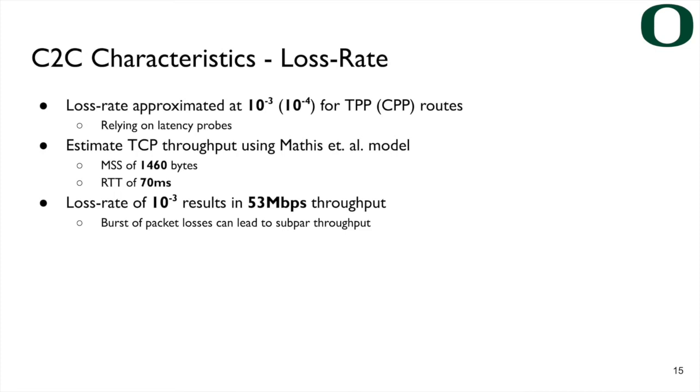Plugging in these loss rate numbers into Mathis et al.'s TCP throughput model, using a maximum segment size of 1460 bytes and a latency of 70 milliseconds, gets us a throughput of about 53 megabit per second, which is bordering our link capacity of 50 megabit per second. So a burst of packet losses could lead to a subpar throughput.